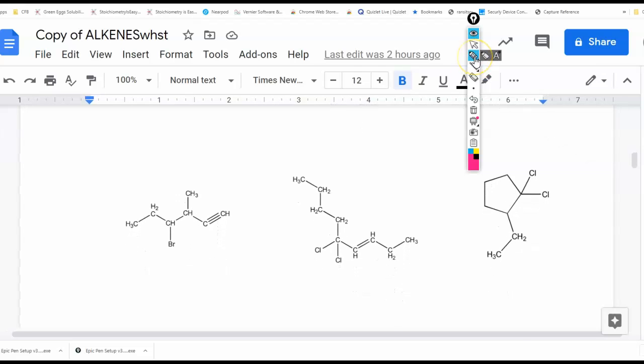This one is going to be an -yne because of that triple bond here. So there's our 1, 2, 3, 4, 5, and 6. So I have a bromo group and I have a methyl group. So I have 4-bromo-3-methyl-1-hexyne. I can show the 1 if I want to. I don't have to.